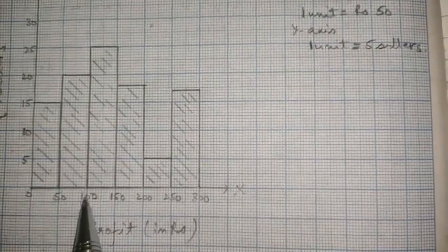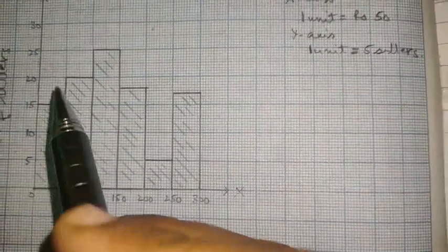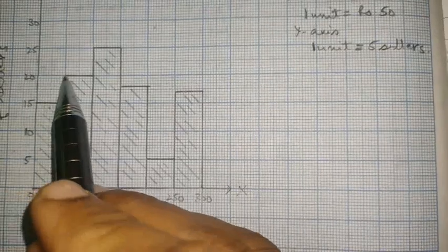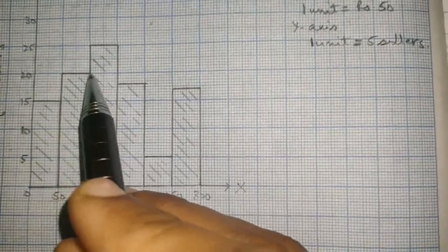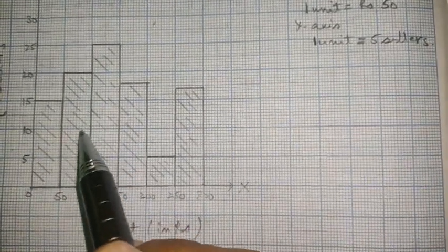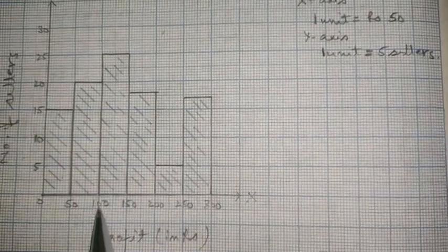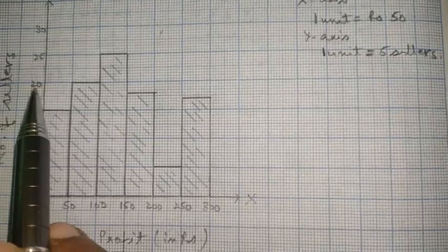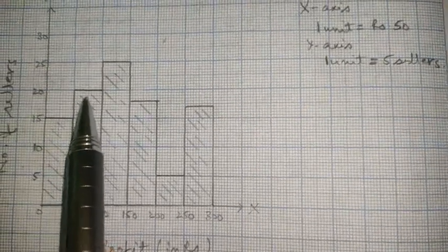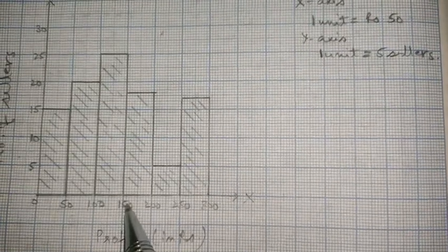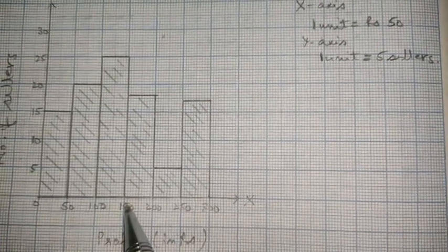Then the second class is from 50 to 100, and in that class, there are 20 vegetable sellers. So I'm going to extend this vertical line further, and till this 20 line, I'm going to draw again a horizontal line, then a vertical line. This is the second rectangular block that I'm going to show, which shows that a profit of 50 to 100 rupees is earned by 20 vegetable sellers.